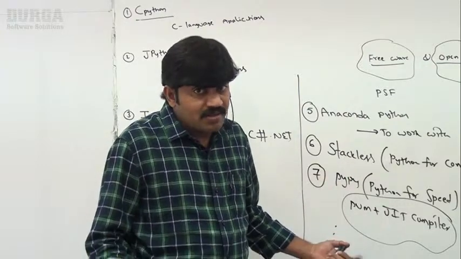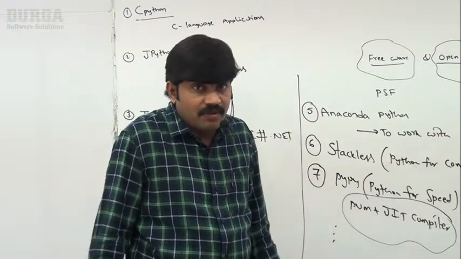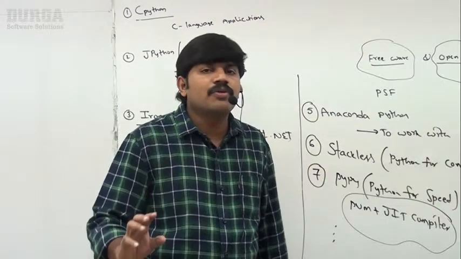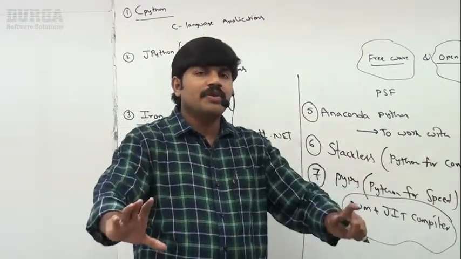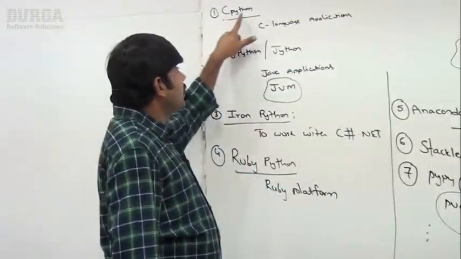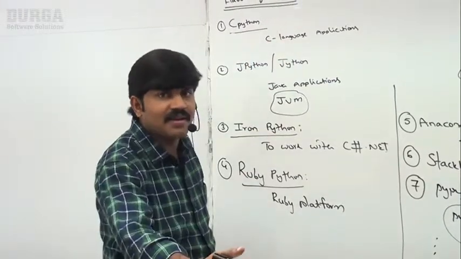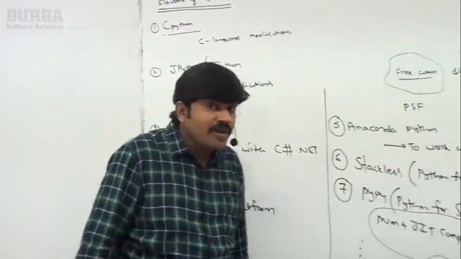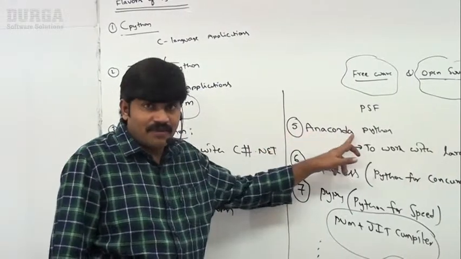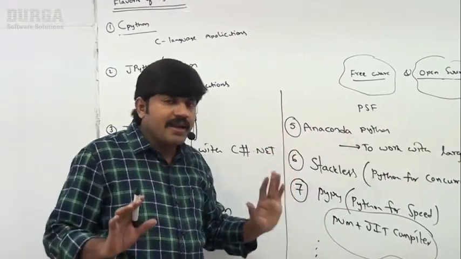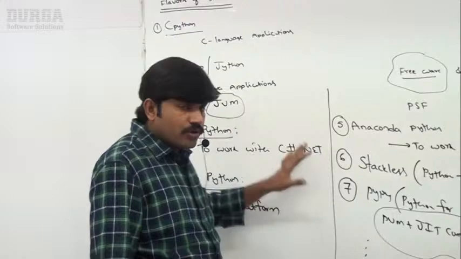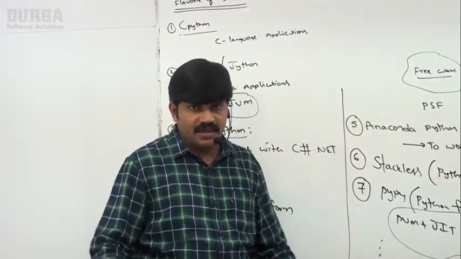So how many flavors are there? Multiple flavors are available. Which flavor are we going to use in our training? Usually we will go for CPython. Remember this one. Tomorrow, if I start machine learning, then obviously which flavor of Python will I use? Anaconda Python. Clear for all of you? But the standard version, CPython, we are going to use in our Python classes. Clear?